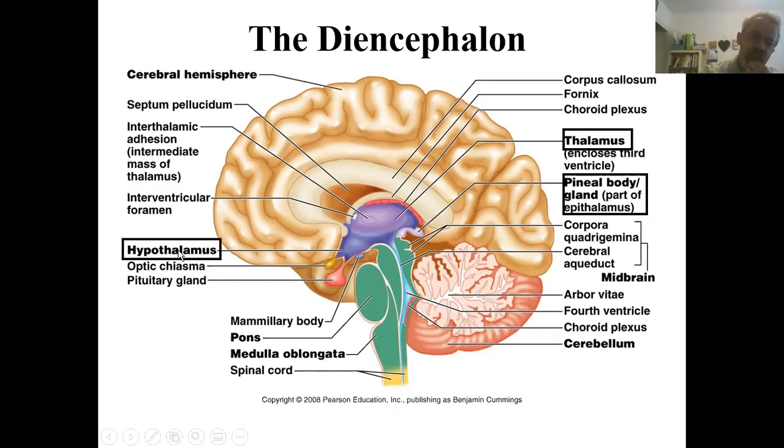The hypothalamus is very small. It has a variety of autonomic functions, visceral functions, for example, like appetite, hunger, thirst, anger, sexual arousal, things like that. And I realized I left out a slide, but anyway, that's all you need to know.